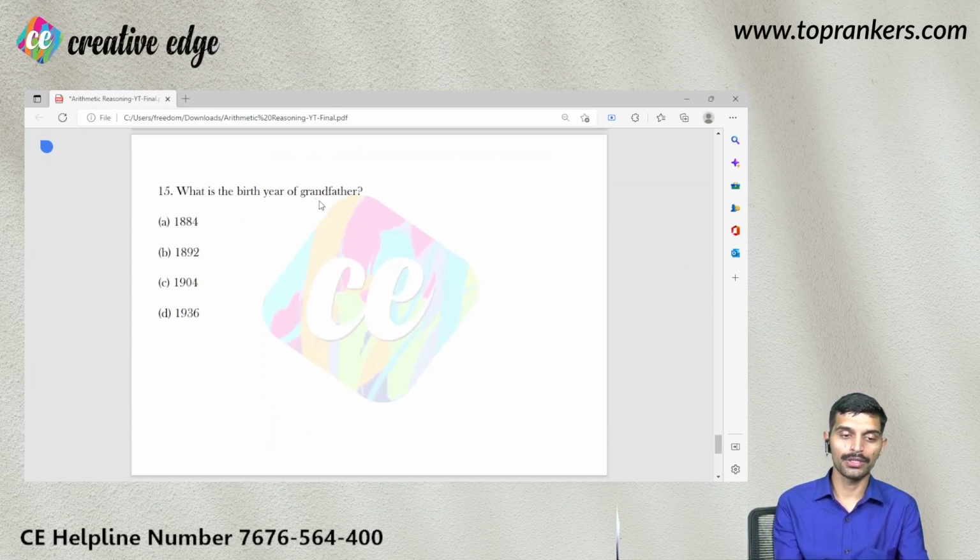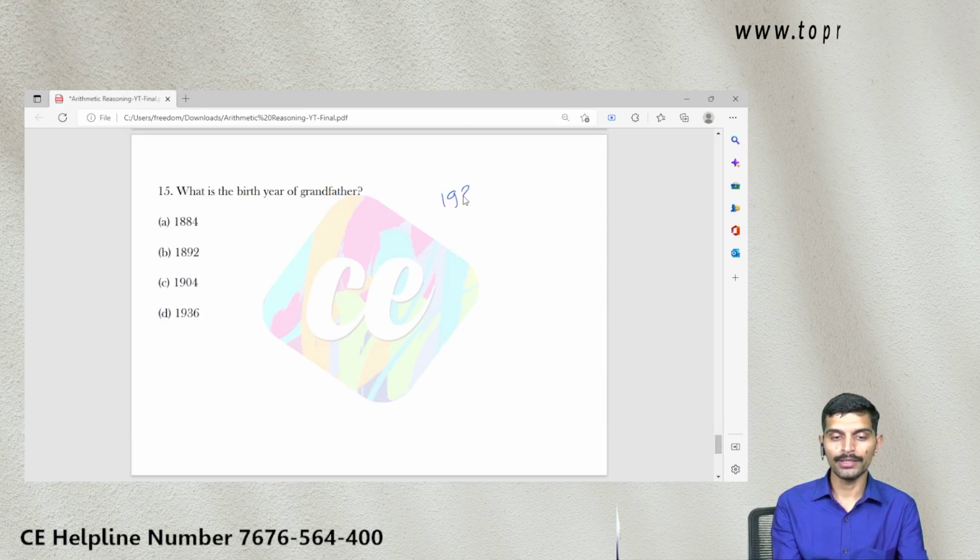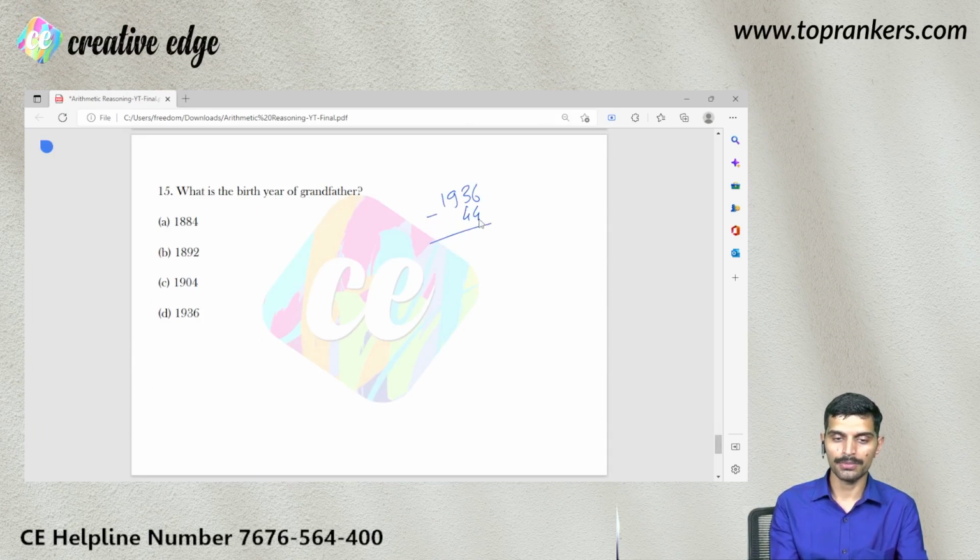What is the birth year of the grandfather? In 1936, the grandfather was aged 44, so the age has to be subtracted. 6 minus 4 is 2. 13 minus 4 is 9. 9 minus 1 is 8. So it has to be 1892.